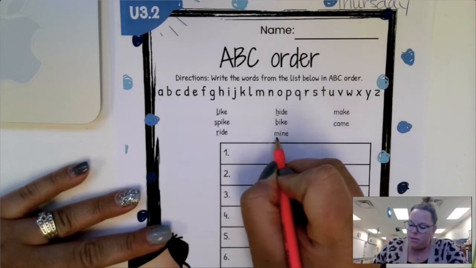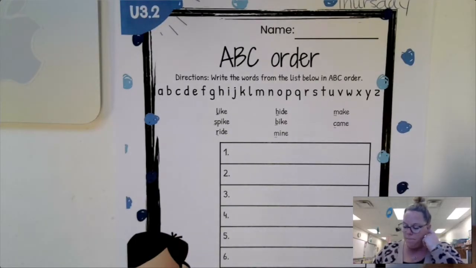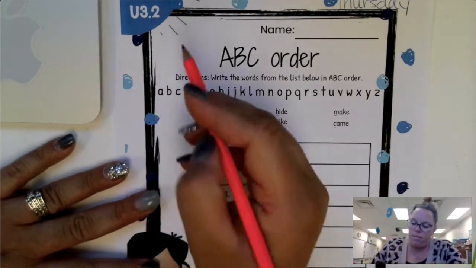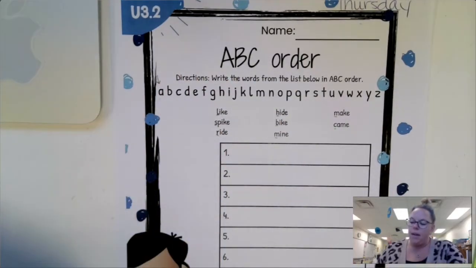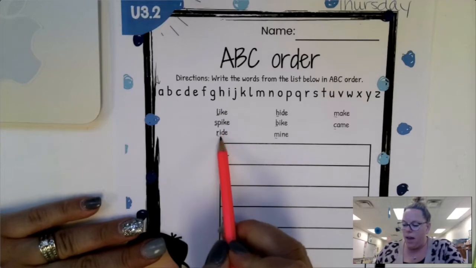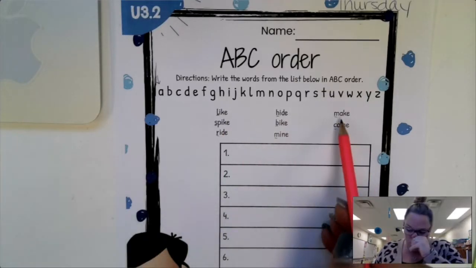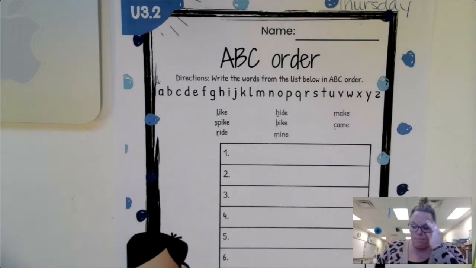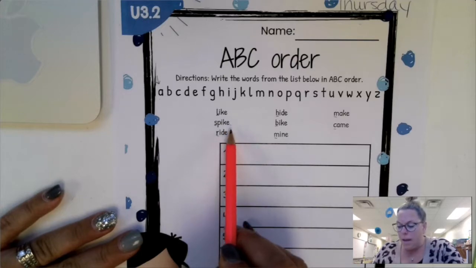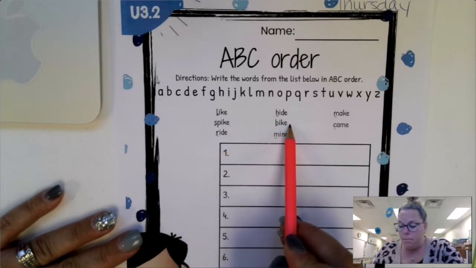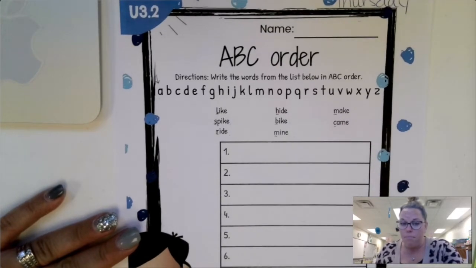And you can see I'm just underlining the different letters that we are using today. So remember that we will start at the beginning. We always start with A, and we go until we get to a letter that is in our words. So we have L, S, R, M, B, H, M, so two M's and a C. So what are we going to get to first? We have like, spike, ride, hide, bike, mine, make, and came.